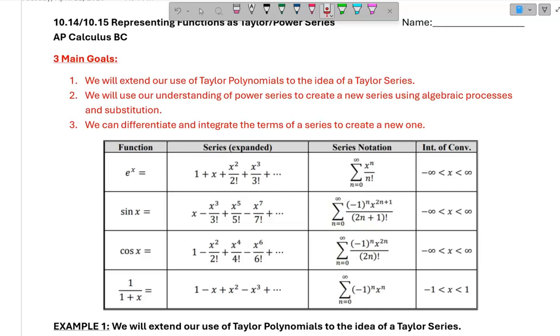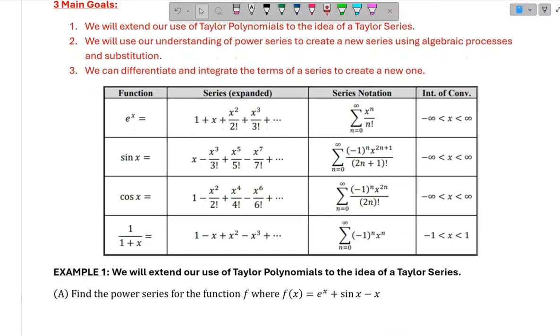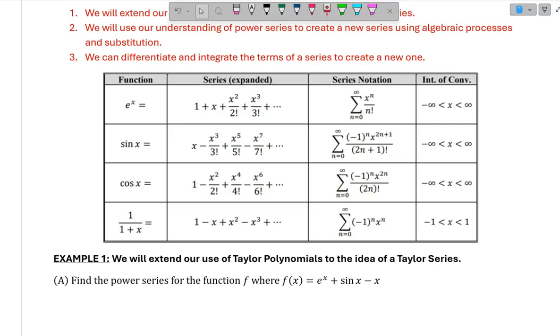So without further ado, let's get into it. What you will see here on the screen before I jump into the examples are common Maclaurin functions, Maclaurin series I should say, for e to the x, sine of x, cosine of x, and then 1 over 1 plus x. These are the four most common power series and Taylor series you will see on the AP exam. So it is best to become familiar with either the series notation or the expanded form, or both of them, in fact, as you will see them oftentimes on free response questions as well as some multiple choice.